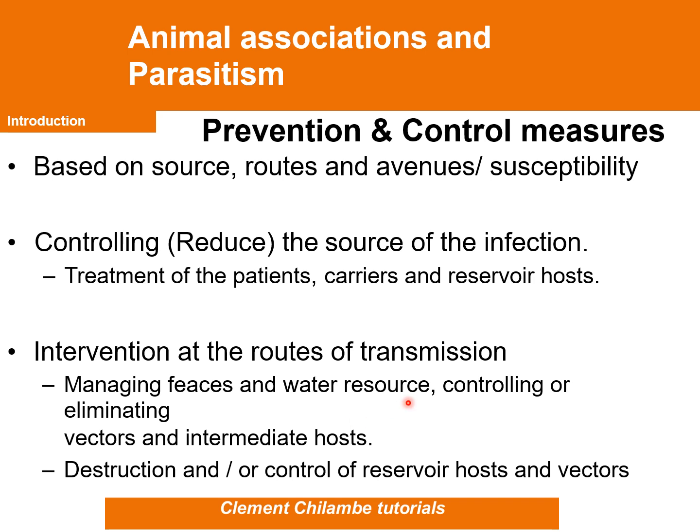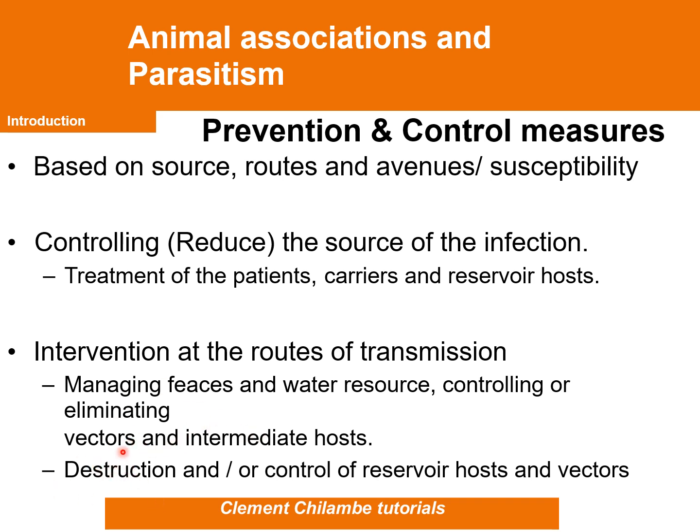Manage feces and water resources. Control or eliminate the vectors and also intermediate hosts. That's the routes of what? Transmission. We have mosquito nets. With those mosquito nets, we are preventing mosquitoes from doing what? From sucking blood, because in the process they might introduce what? The sporozoites. Yes, let me not start discussing the life cycle of a mosquito.